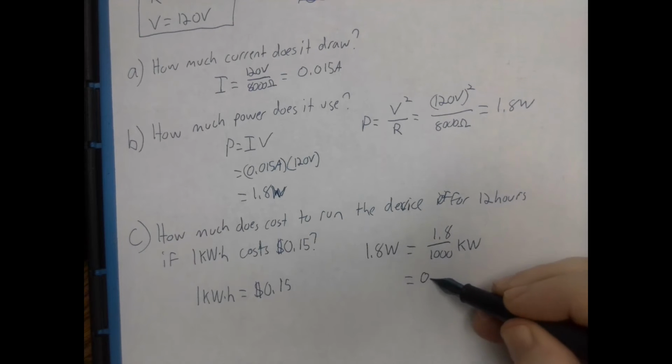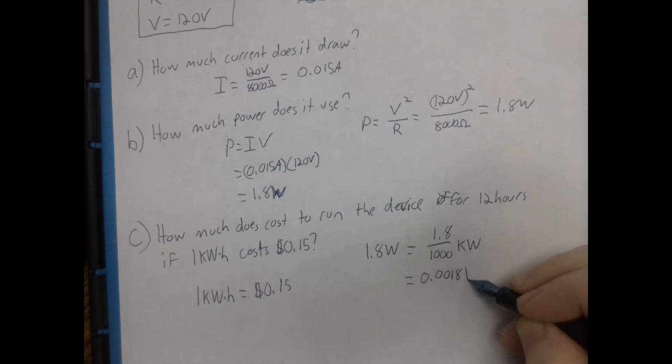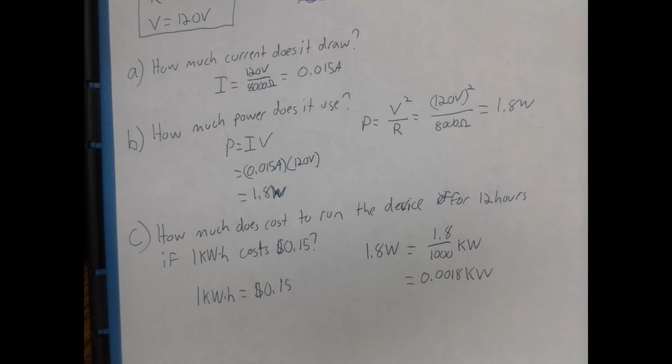That's equal to 0.008 kilowatts. Now then, to get kilowatt hours, we just multiply.